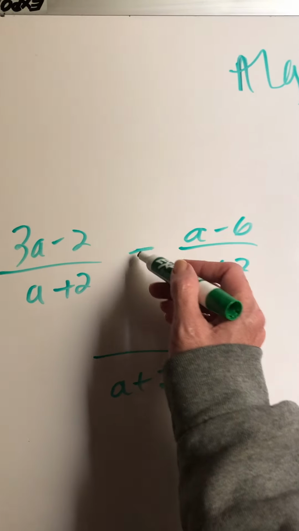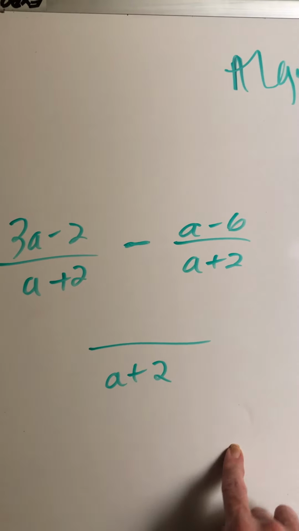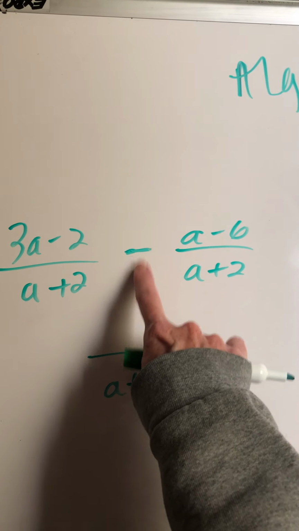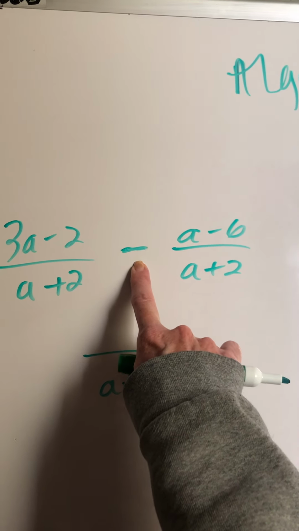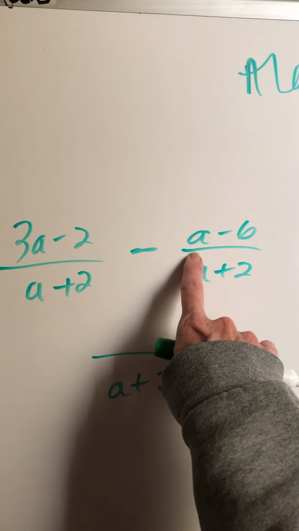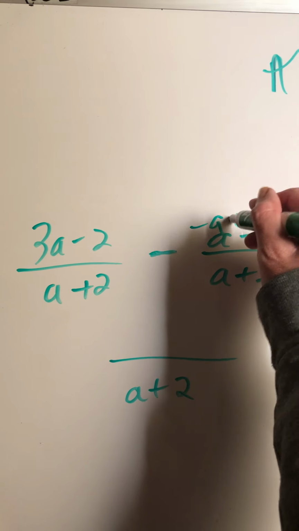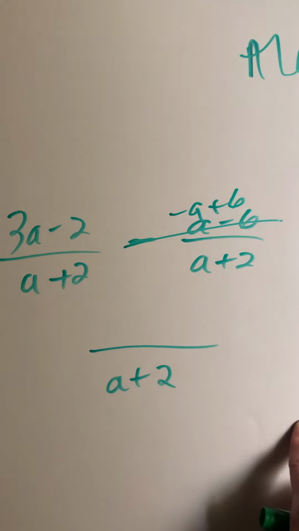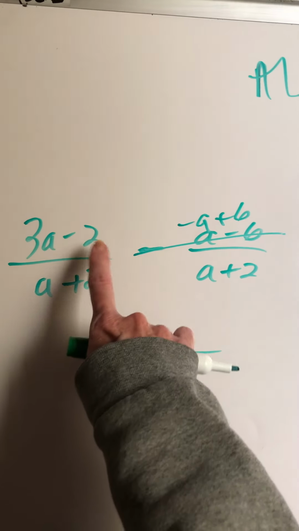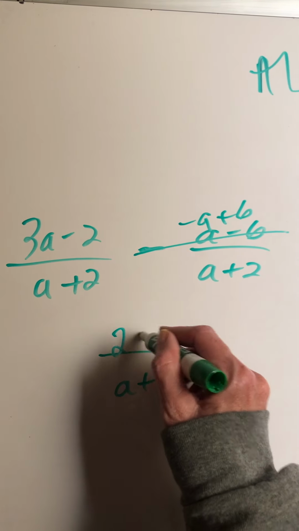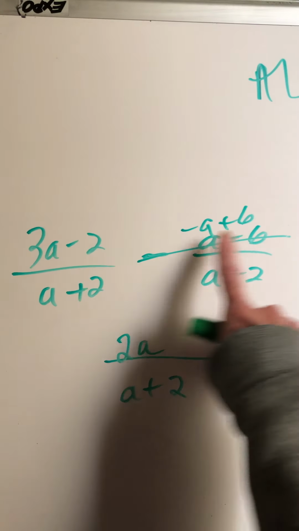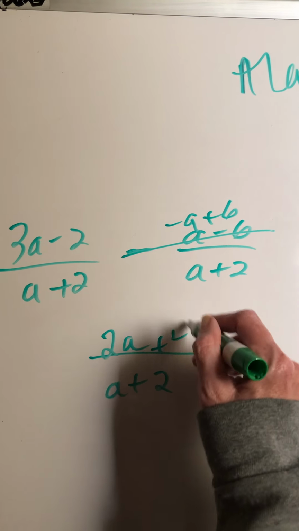It doesn't change. This minus sign right here goes through. You have to be very, very careful when that's a subtraction sign. It needs to go through. It's going to change the a to a negative and the 6 to a positive. So it's going to change those signs. And then 3a minus a would be 2a. And negative 2 plus 6 would be a plus 4.